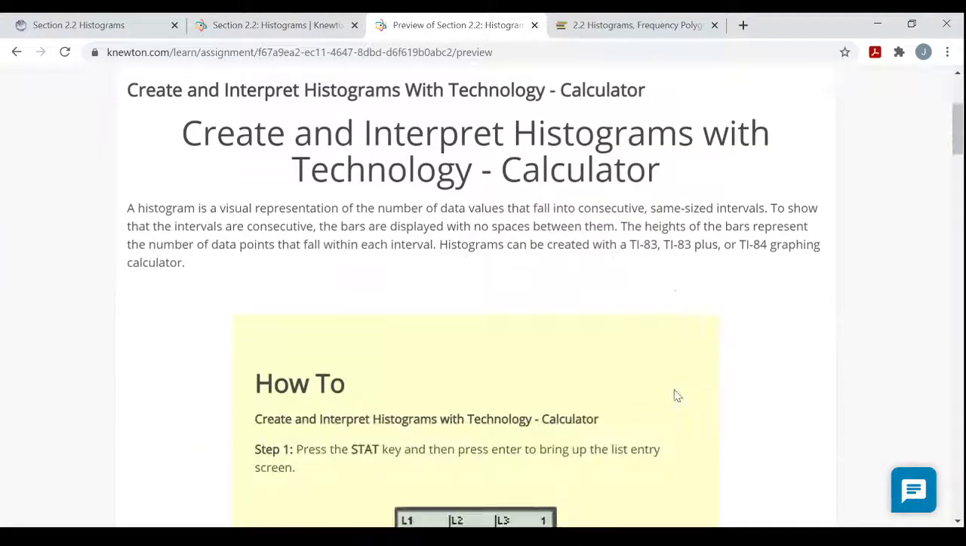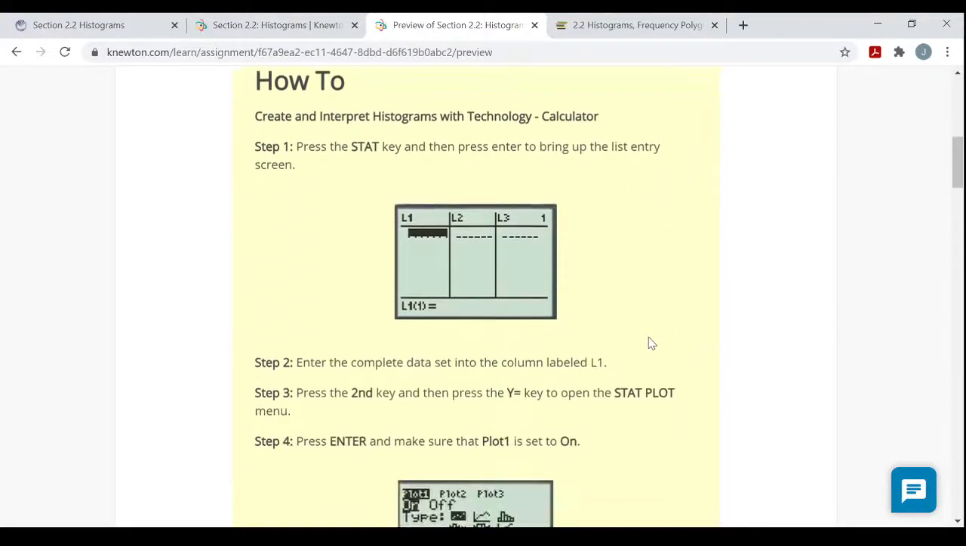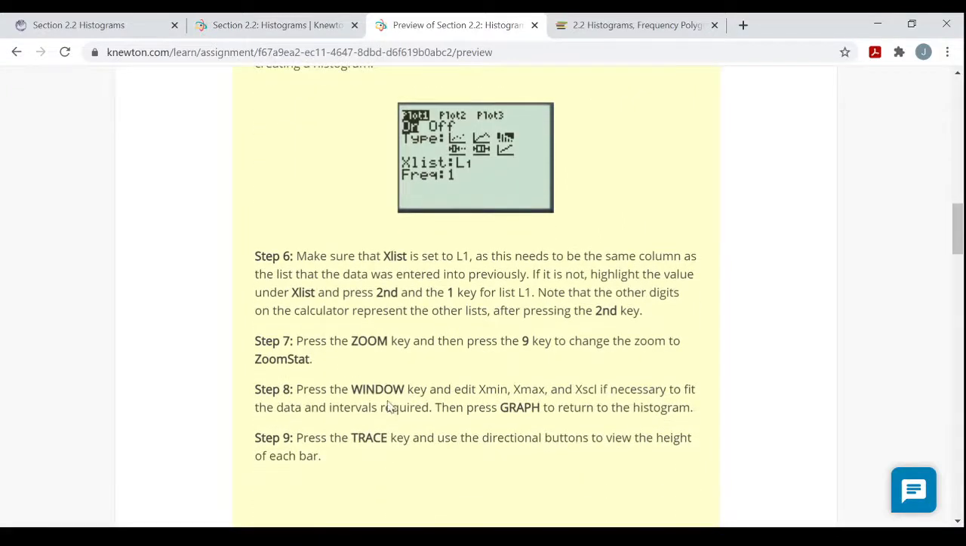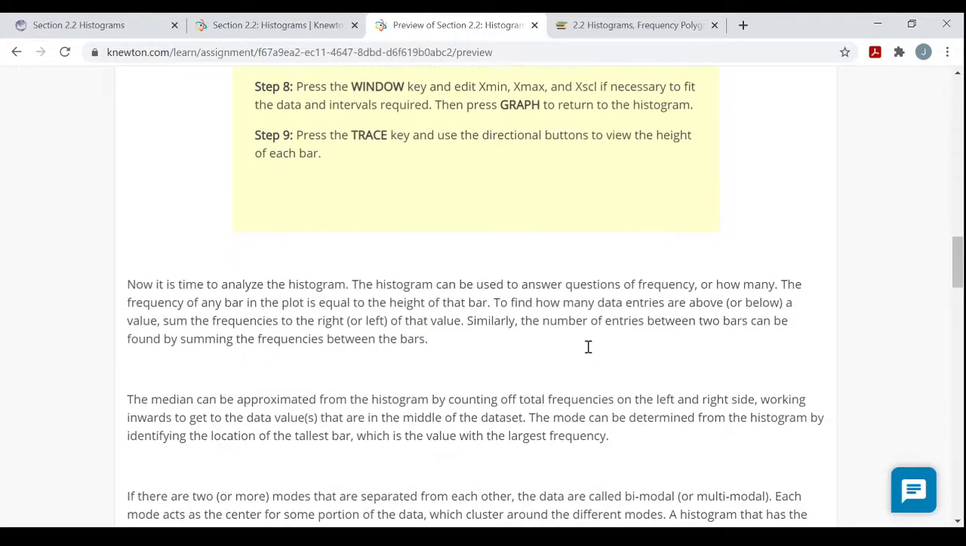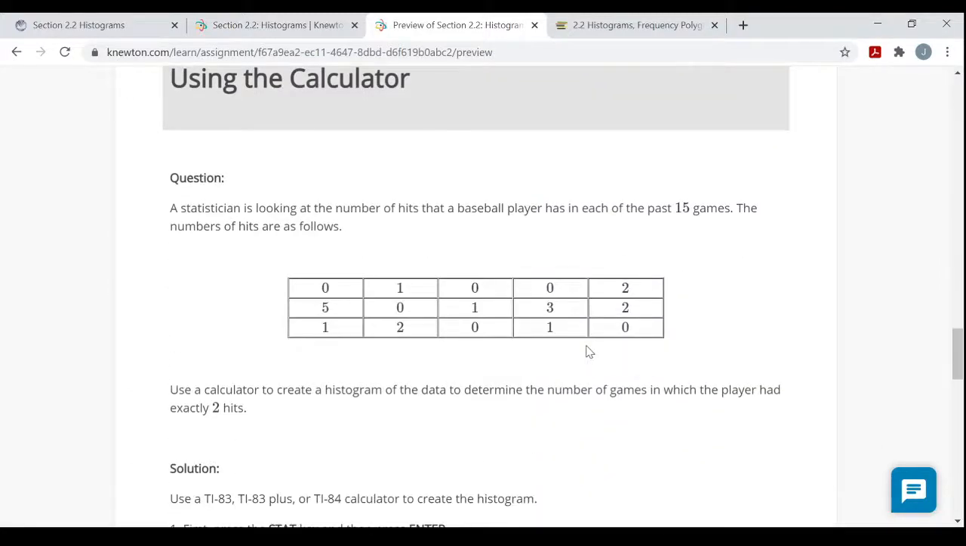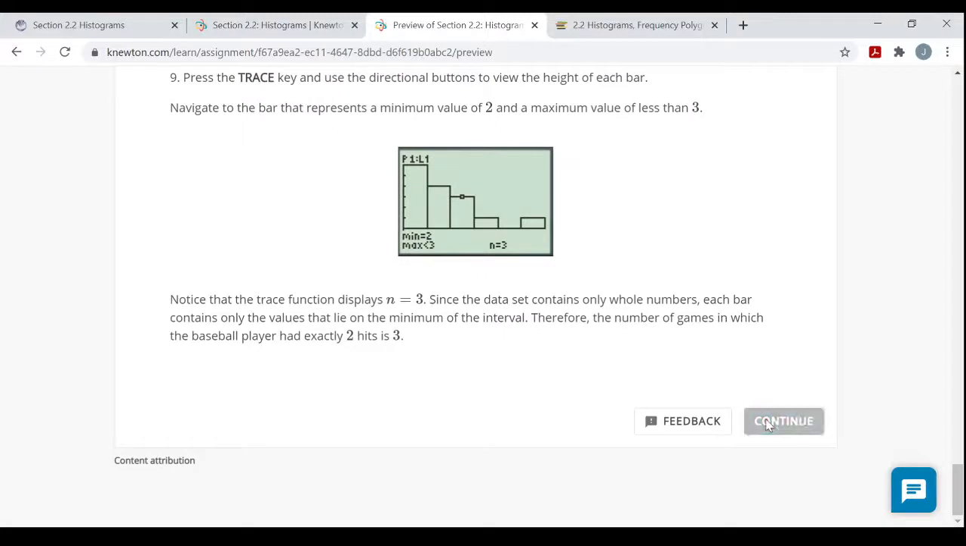All right, so you've got the how-to here. So I'll work through the how-to. I'll do it the way they're doing it. Now they do use the zoom stat and then change the window. Remember how earlier I changed the window, the X-min, X-max and all that? I just did that first and didn't worry about the zoom stat. I'll follow the same steps they have and show you what you get. All right, and then we'll change the window. You can read the example they got there. I'll just go through a problem.